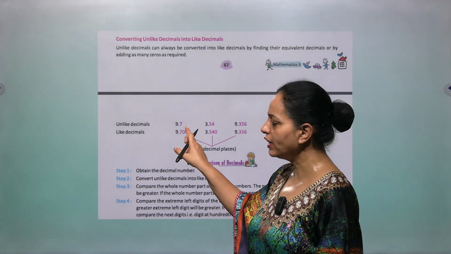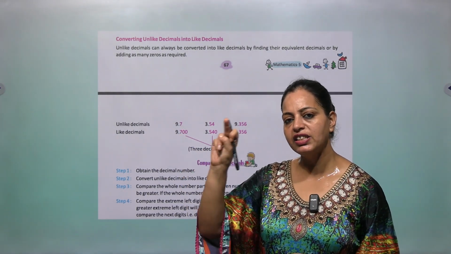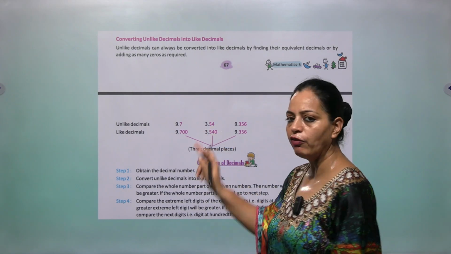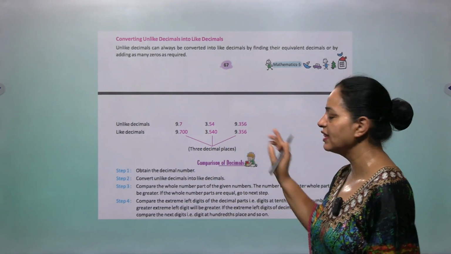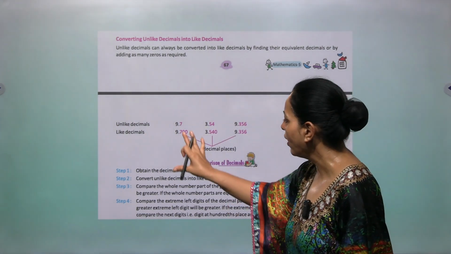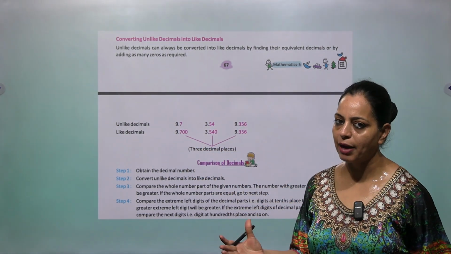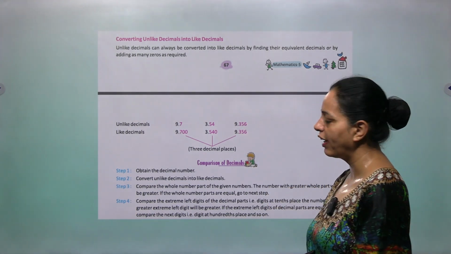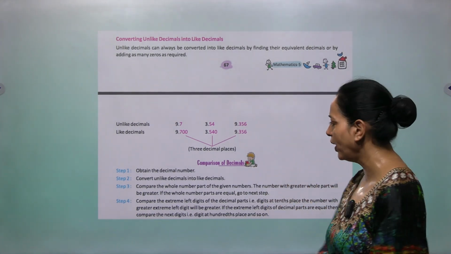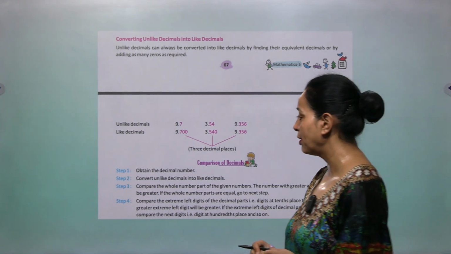So 9.7 becomes 9.700. 3.54 में 1 zero लगा देंगे, 3.540, and this is as it is. So all are now changing into 3 decimal places. तो हमारे पास क्या बन गए हैं, like decimals. So unlike से like में बनाना है, simply put the zeros, right? Now comparison of decimals. अब compare कैसे करना है decimal number को.